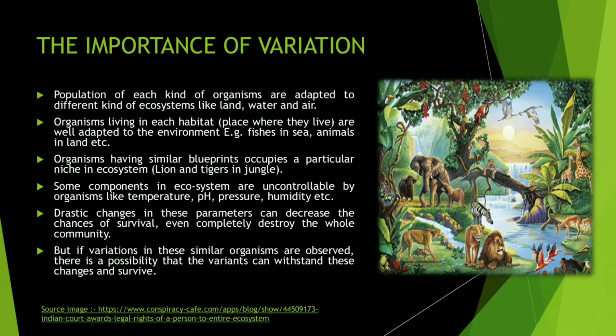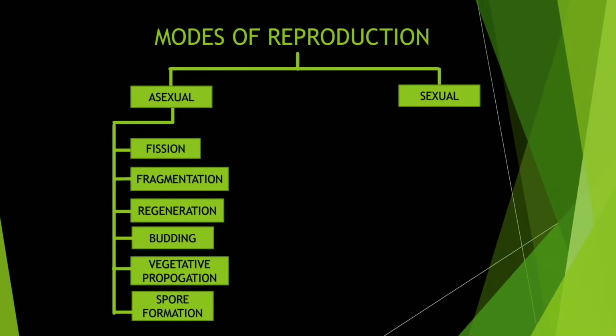Now, drastic changes in these parameters can decrease the chance of survival and can even completely destroy the whole community. But the variations in these similar organisms help in adaptation to different kinds of habitat, niche, or to be more precise, ecosystem. Each variation creates a new ability for an organism to have a greater advantage over the other organisms and to survive. Now let us start with the main focus of the topic, which is modes of reproduction.